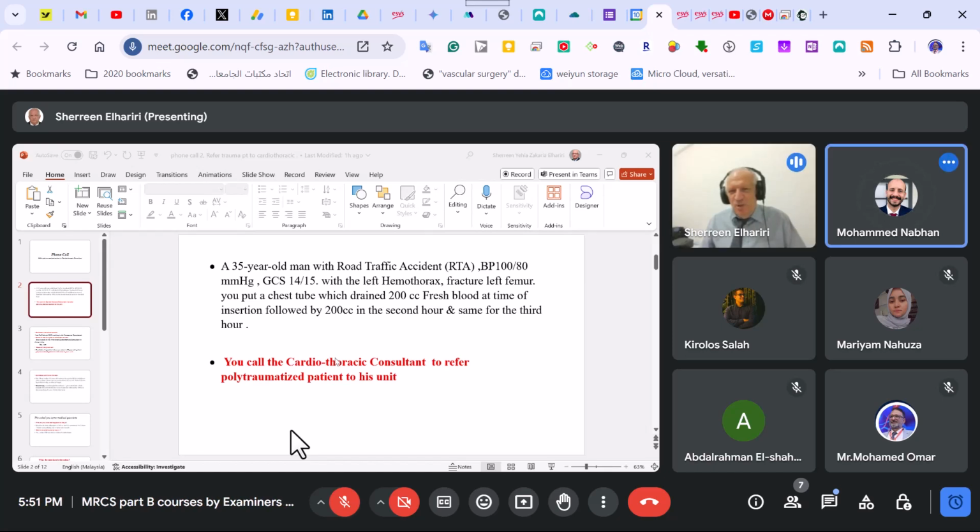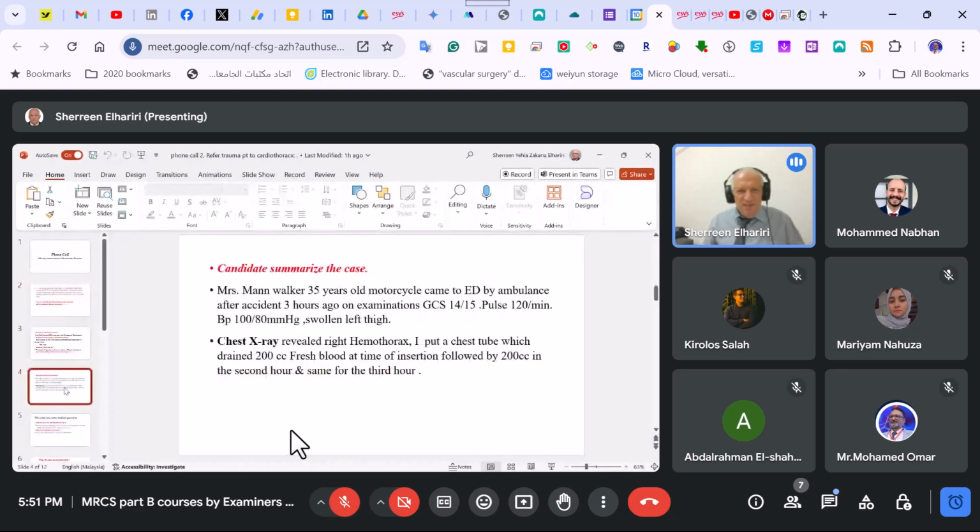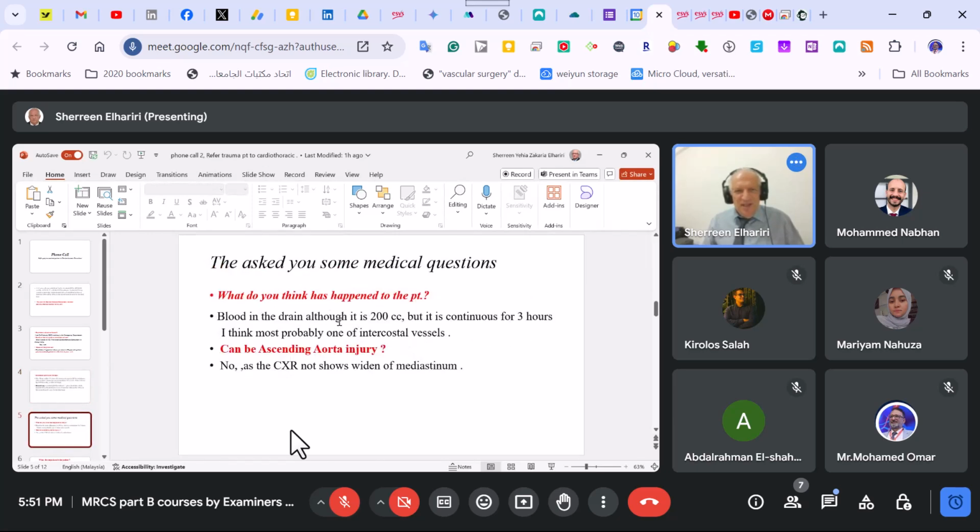And if you insert the chest tube and 1.5 liters come out at the same time, it is an indication of thoracotomy from the first puncture. If you have 200 for 3 successive hours, it is an indication of thoracotomy. All right. Okay, so let's make it one by one now.